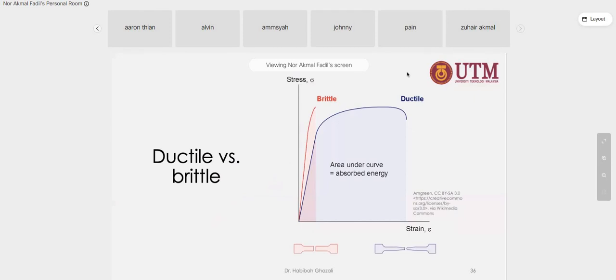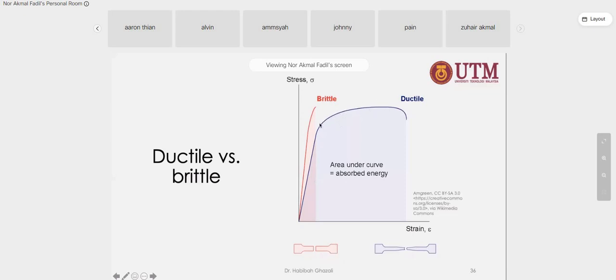So, the brittle and ductile. Look at this diagram. The red one is brittle, ductile is the blue one. Let's say you don't know the properties of your material. You conduct this test and construct the stress strain curve. From this behavior, you can determine whether your material is brittle or ductile. If it is ductile, how does it look? It can show a plastic deformation.